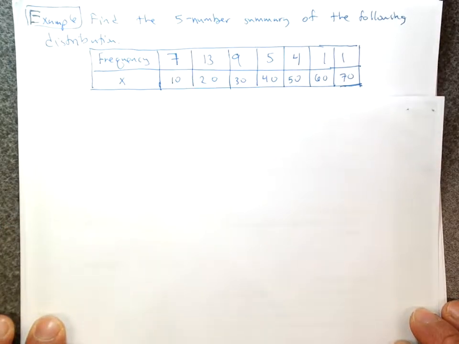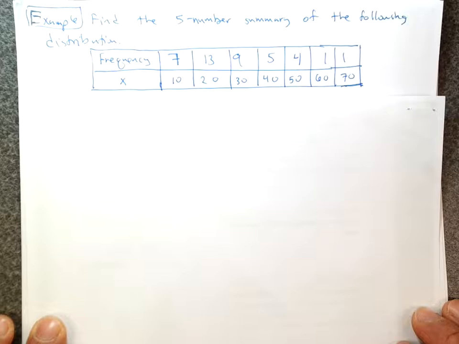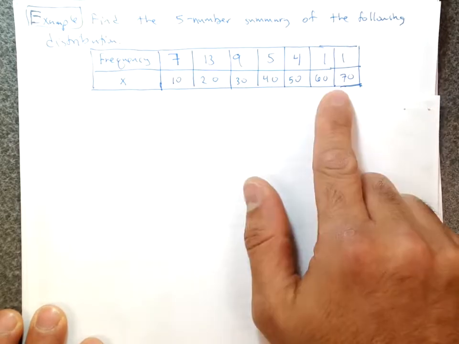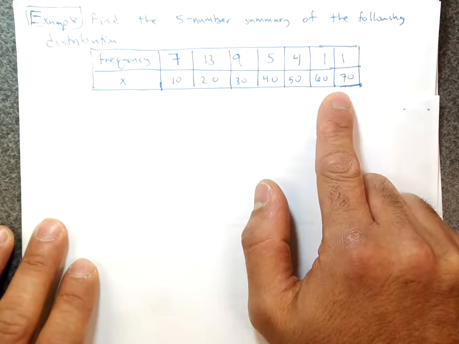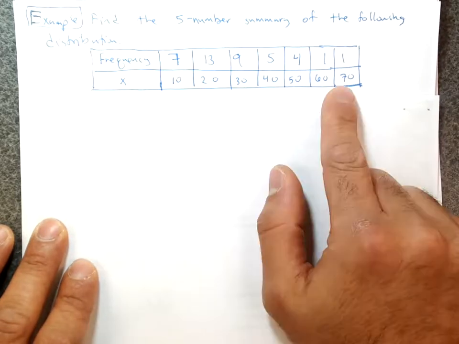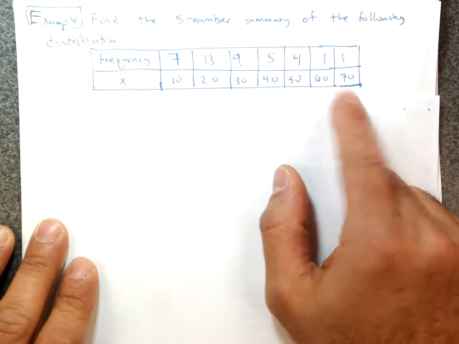Hello everyone. Here I'm going to do a couple more examples of finding a 5-number summary of a distribution. In this example I have a frequency table as opposed to, say, a list of values. Find the 5-number summary of this distribution that's described by this frequency table.